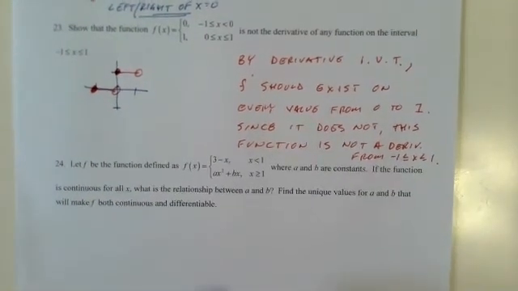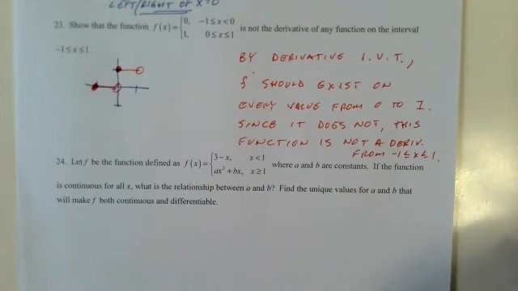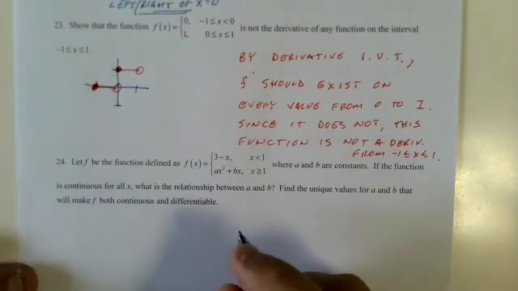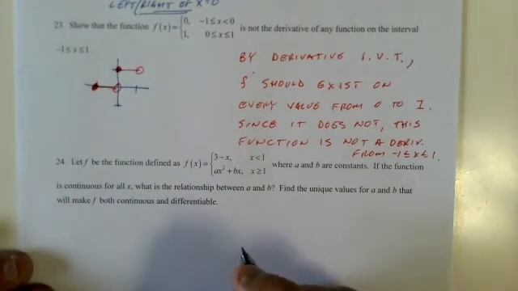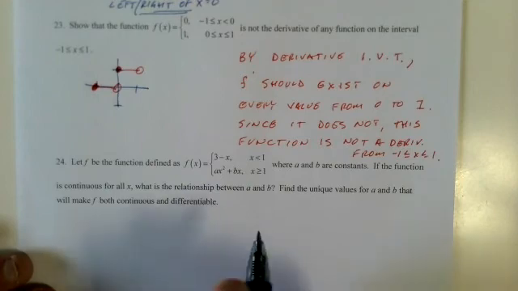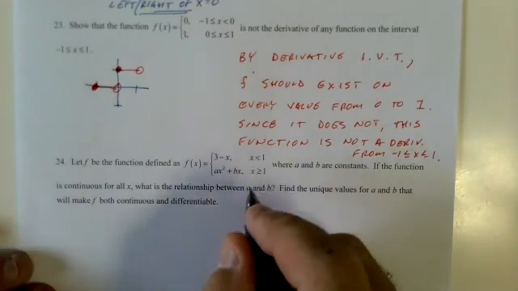I'm trying to give you a taste of where the AP is going, but it's not even that bad. So, yeah. If the function is continuous, what's the relationship between a and b? Find the values for a and b that will make it both continuous and differentiable. Okay, lots to write down here. F of 1 must equal 3 minus 1 equals 2, to be continuous at 1.